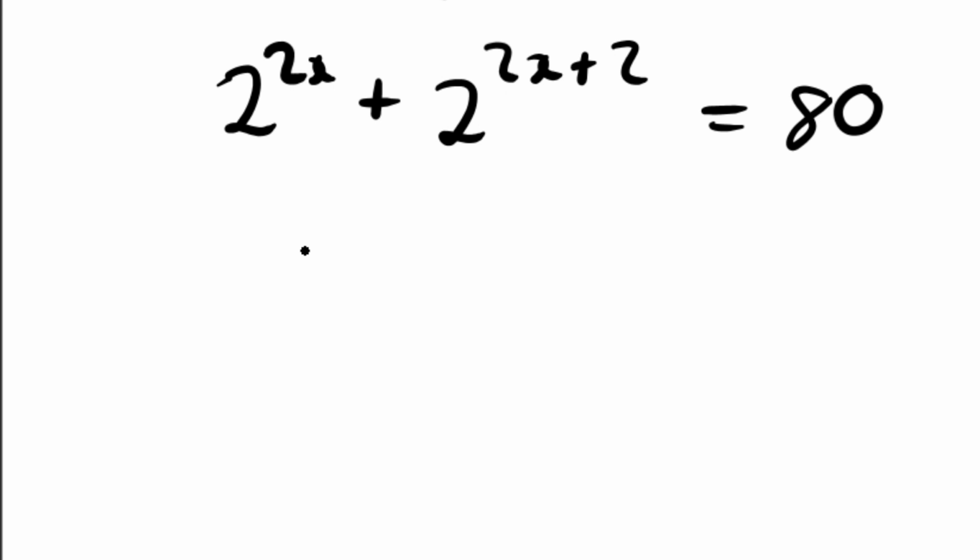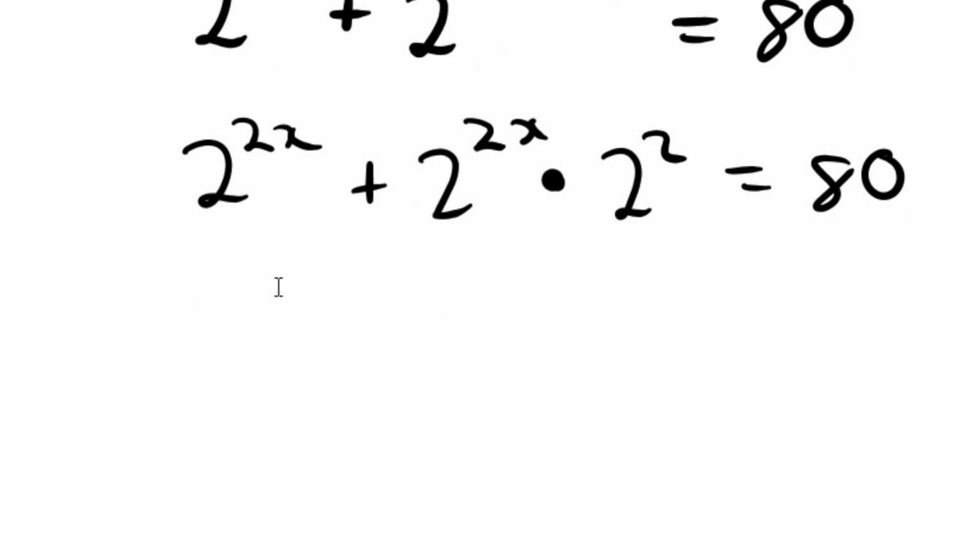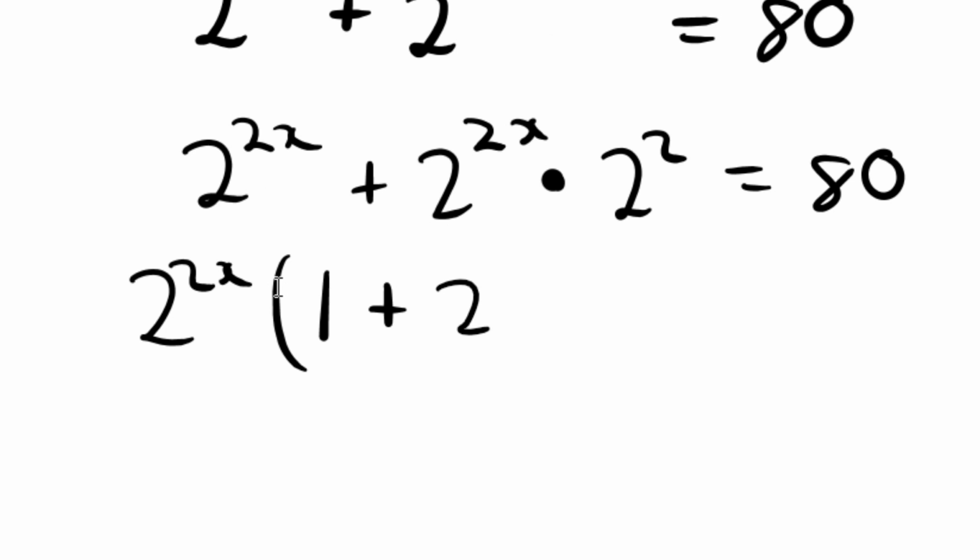We want to write 2 to the power of 2x multiplied by 2 to the power of 2. That will be equal to 80. And then you want to take out the common factor outside, that is 2 to the power of 2x into 1 plus 2 to the power of 2. That will be equal to 80.